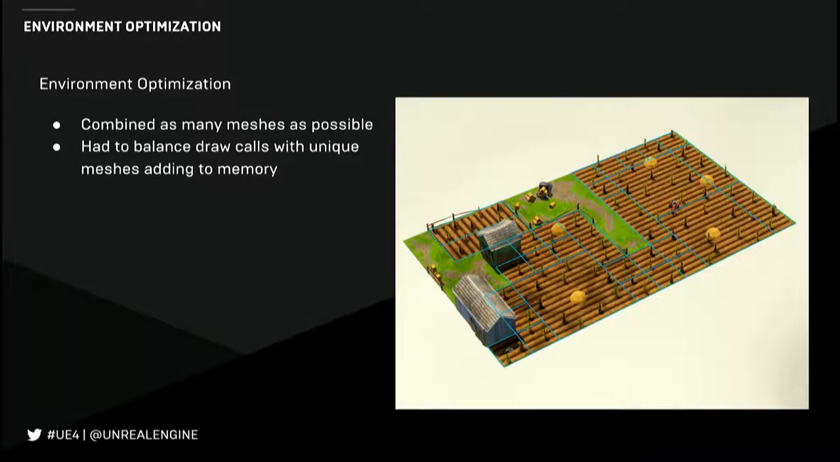We also had to combine meshes together. Here you can see the ground, which is not destructible, and normally it's made of a lot of different tiles, and we decided to start grouping those meshes together and rendering them as one object. We had to balance this against memory usage.